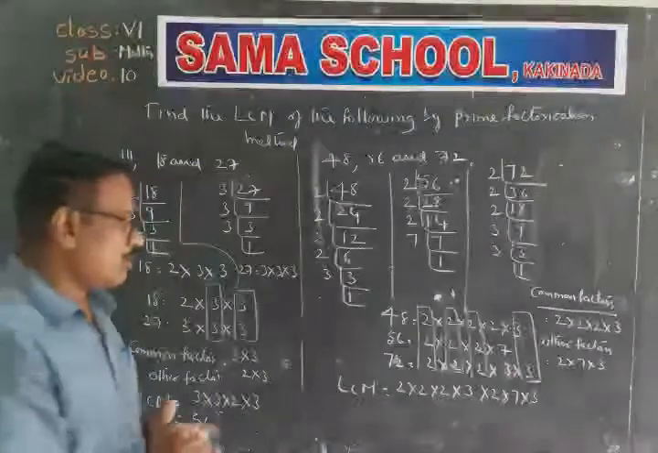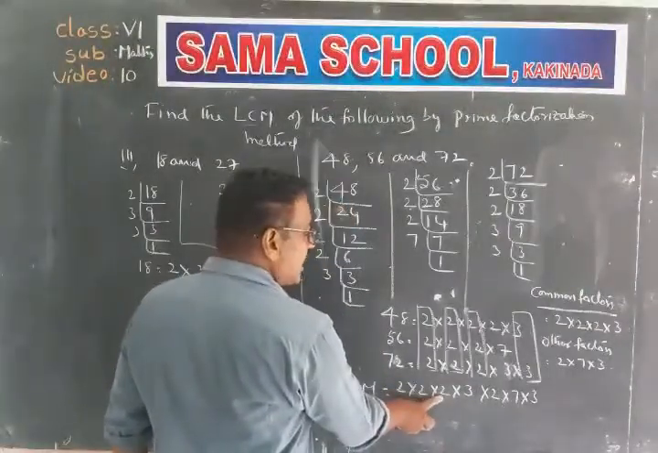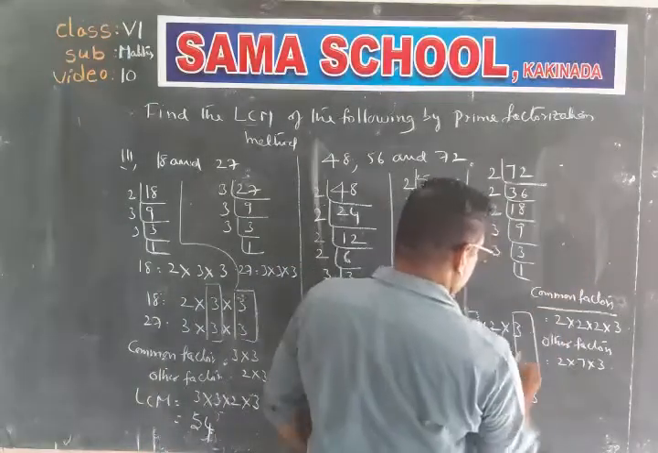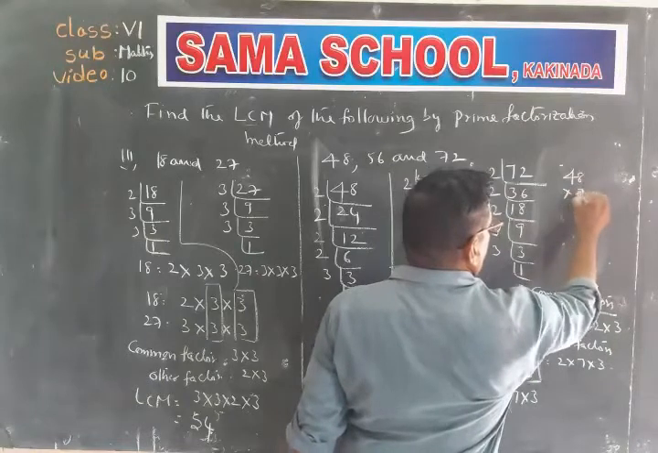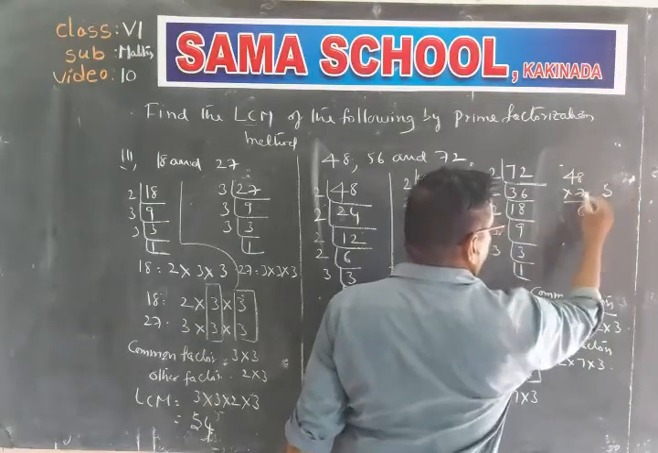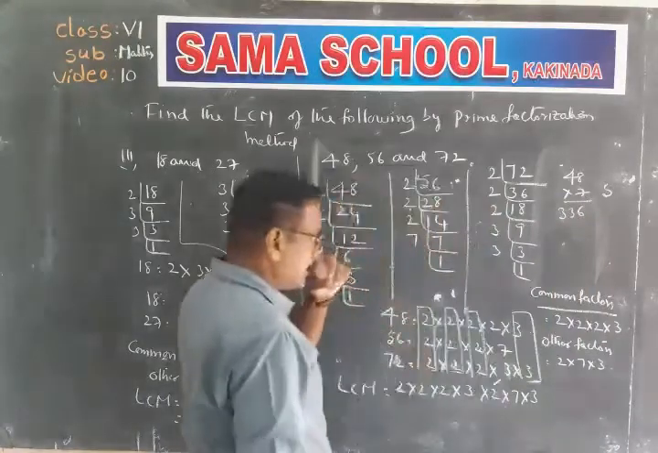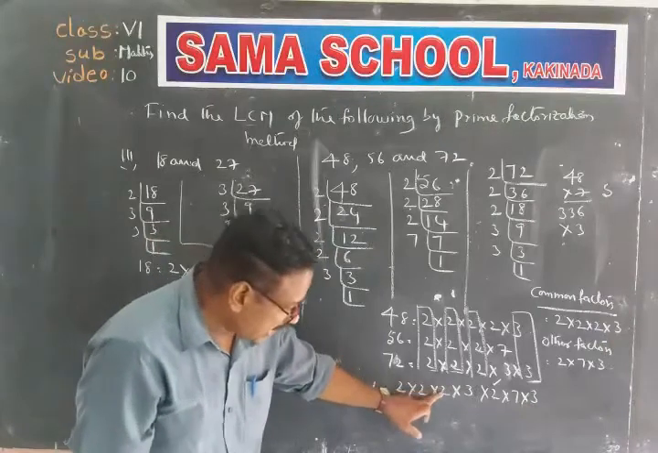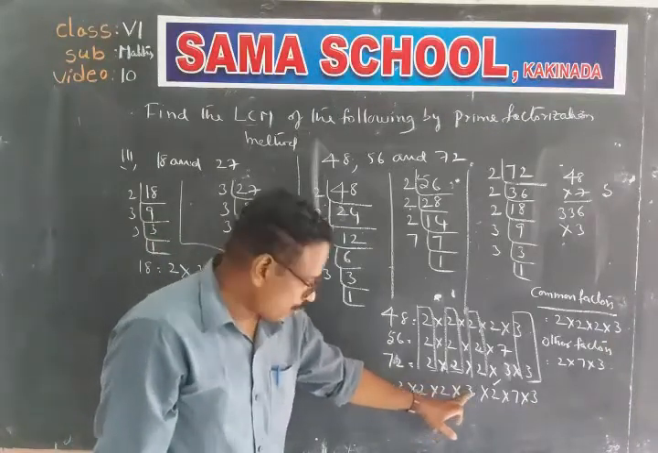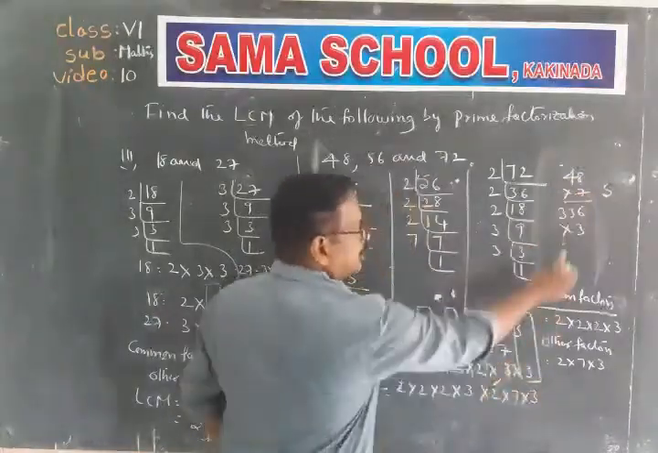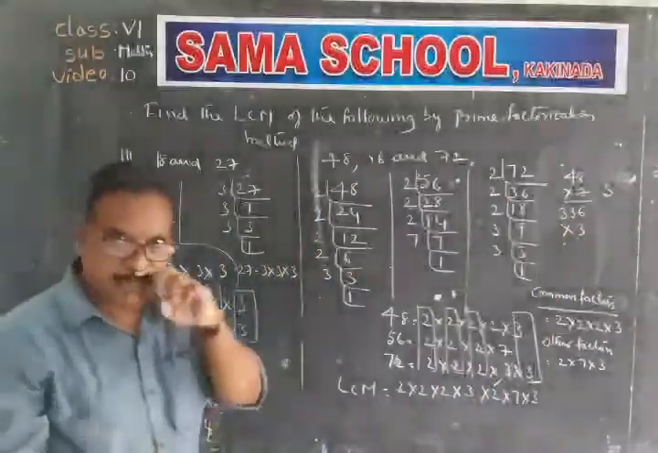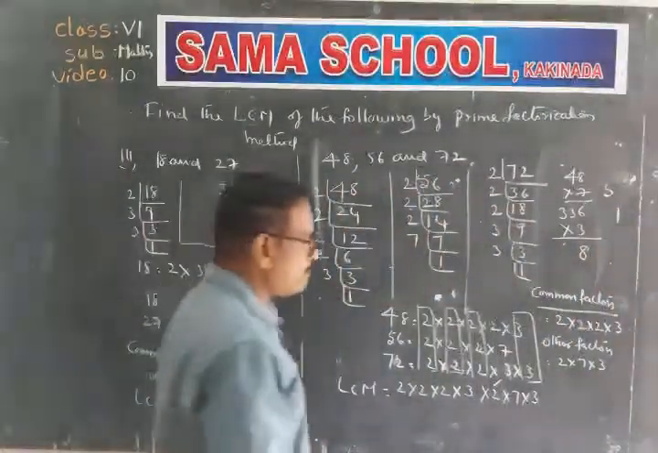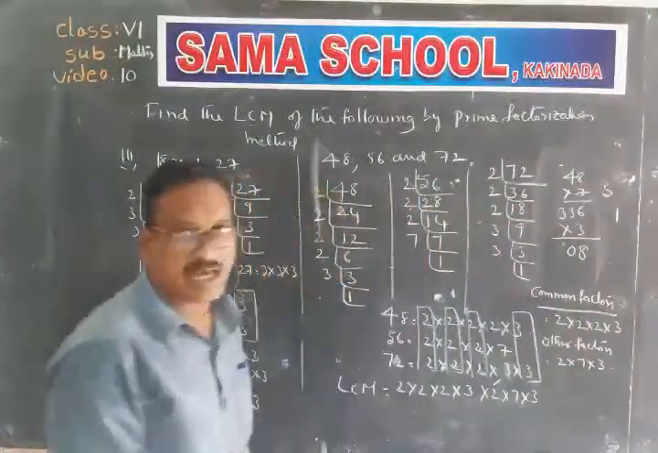Both are multiplied. Okay, 2 2s are 4, 4 2s are 8, 8 3s are 24, 24 2s are 48, 48 into 7 is 336, and 336 into 3. You again multiply with 3. 3 6s are 18, 3 3s are 9 plus 1 is 10.